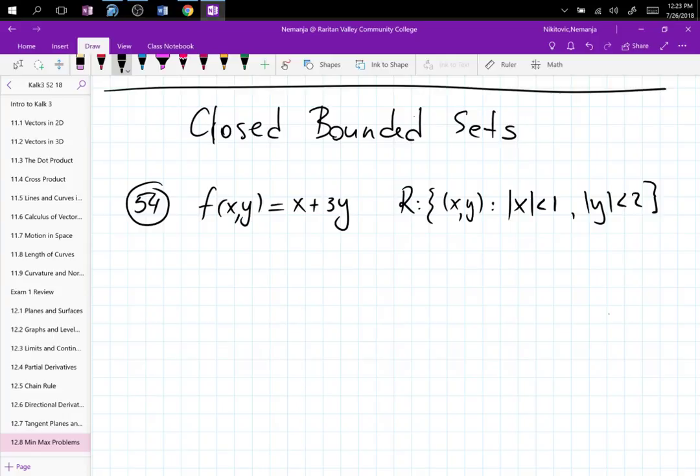So f(x,y) is x plus 3y, and this is a plane. You can't get cheaper than this, right? The plane is going to have 4 corners because the plane is at an angle, right? Some of those corners are going to be max, some are min. But anyway, let's go and do this.